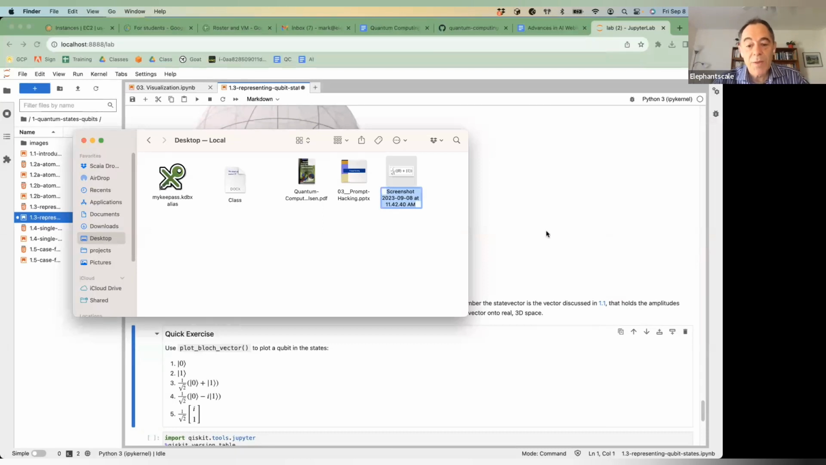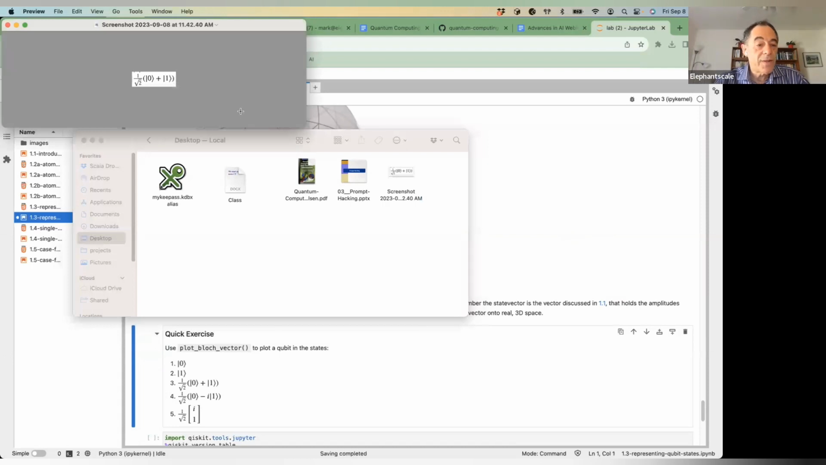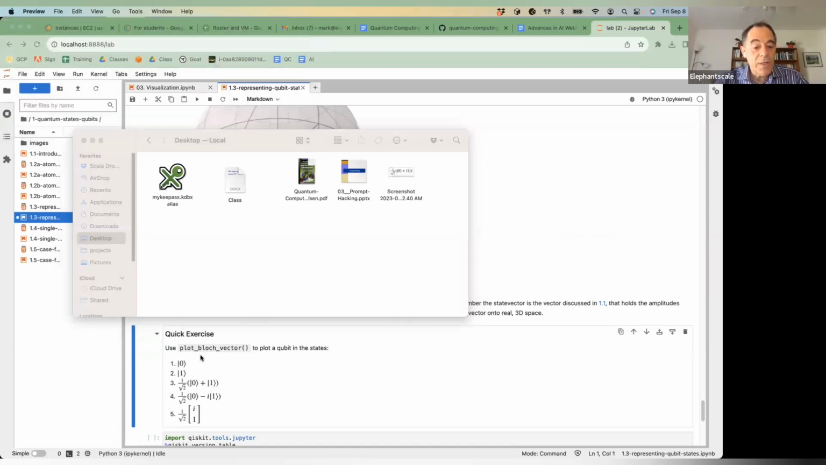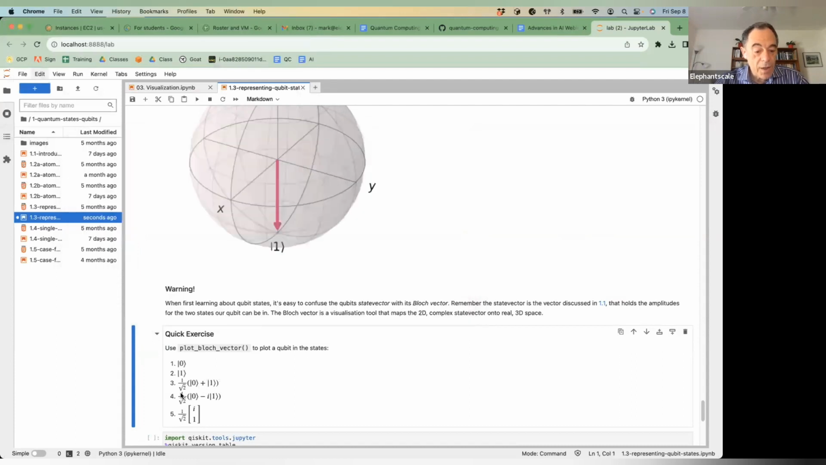Well, doesn't help much, right? Screenshot. Of course, if I double click on that, you'll see it, but that's not needed for you guys because you see it. It's right here. 1 over the square root of 2 of that and that. So what are now your suggestions?